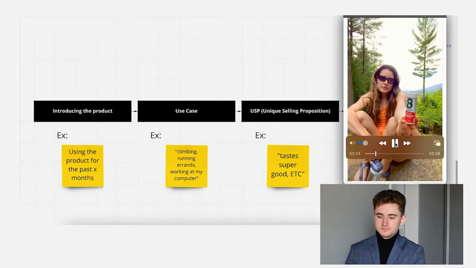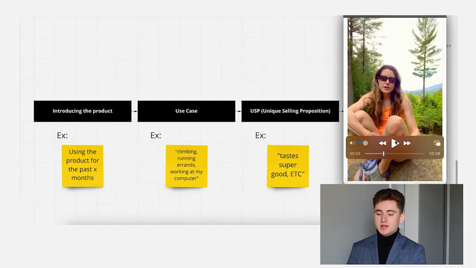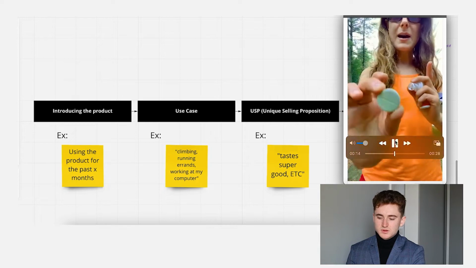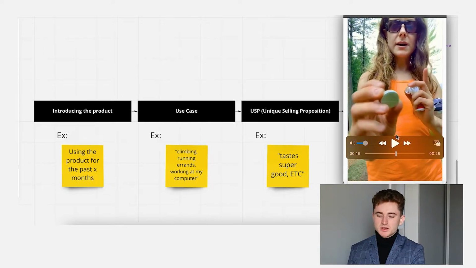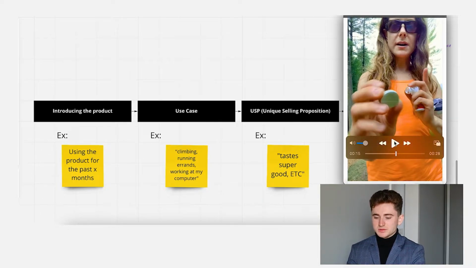Now, as you can see, she is telling us where she's using this product: climbing, running errands, working at my computer. Now this is very powerful because she's also telling us how to use this, and as you can see, she's telling us that it's very simple to use, which is just ideal for our customer.